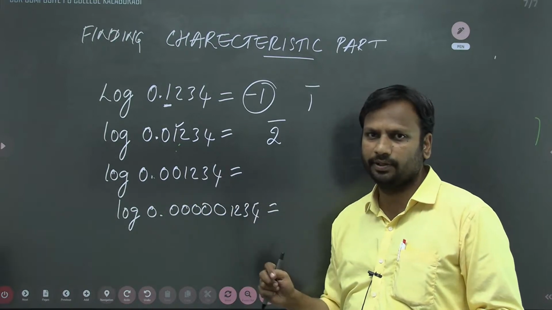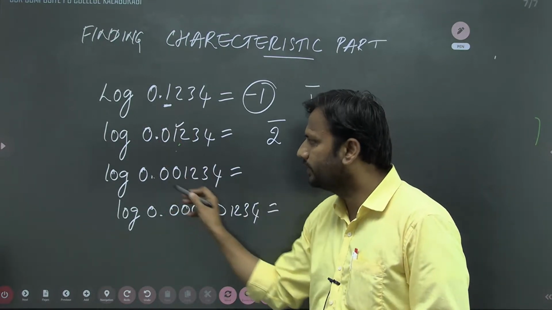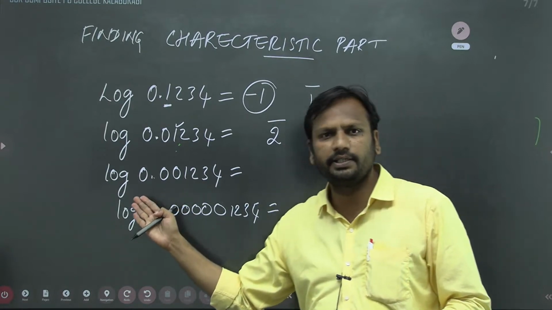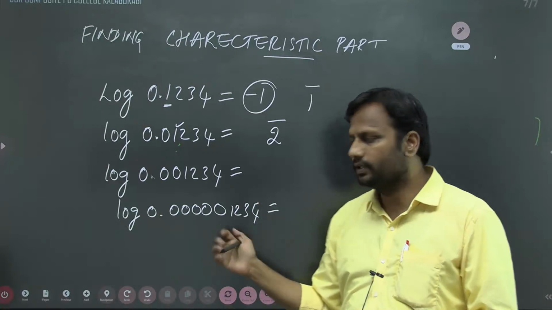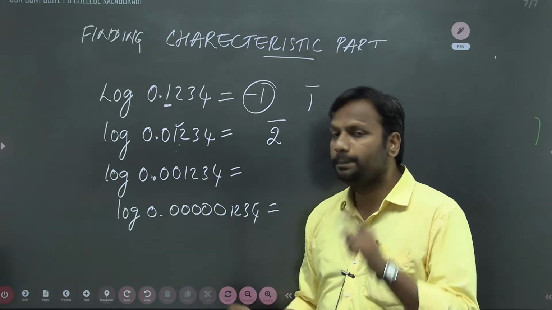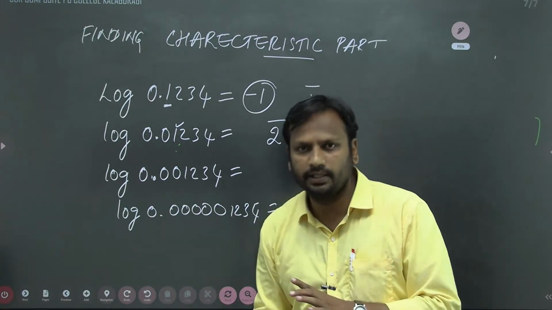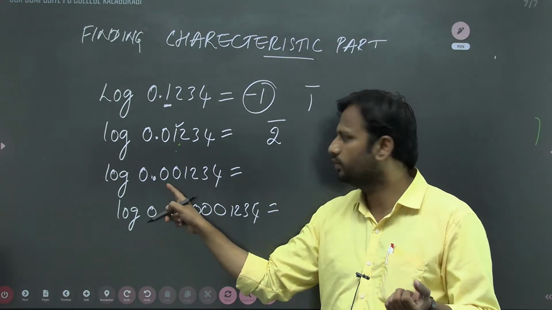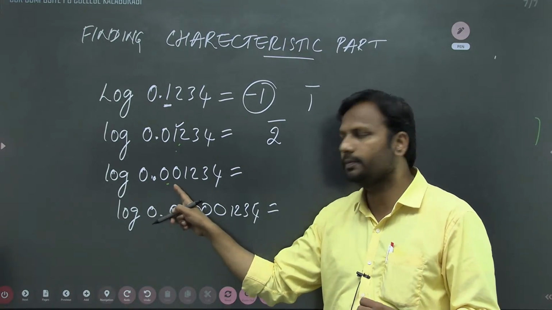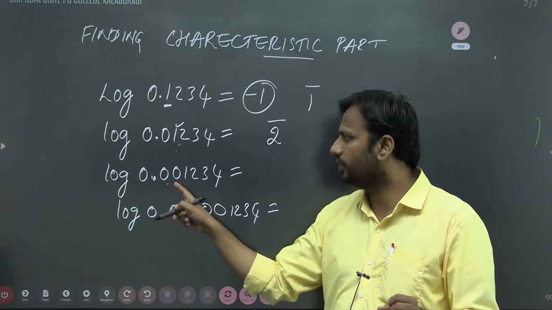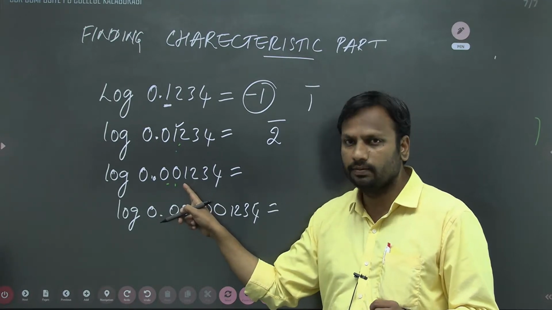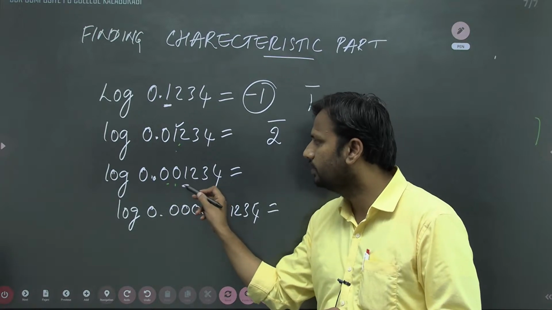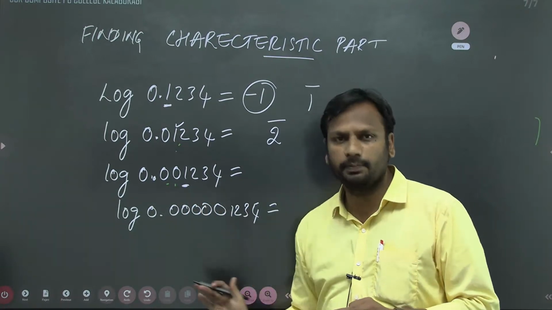Next, log of this value here. Now, of course, the 0 point they have given means it's a 0-digit number here. You can't say it's a 1-digit number or 3-digit number. So what to do to find the characteristic part? Go for the position of the non-zero quantity after the decimal point. In the first position, you are not having the non-zero quantity. In the second position also, you are not getting it. In the third position, you see, that is 1. In the third position, you are getting the non-zero quantity. Third position after the decimal point.